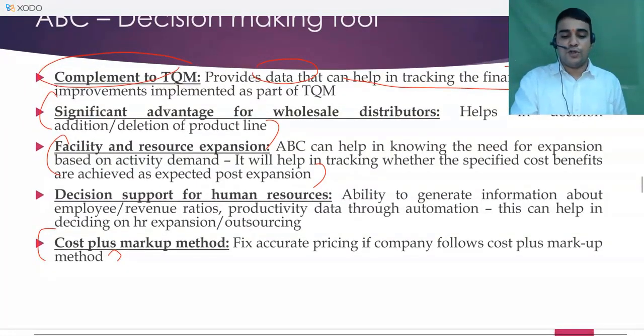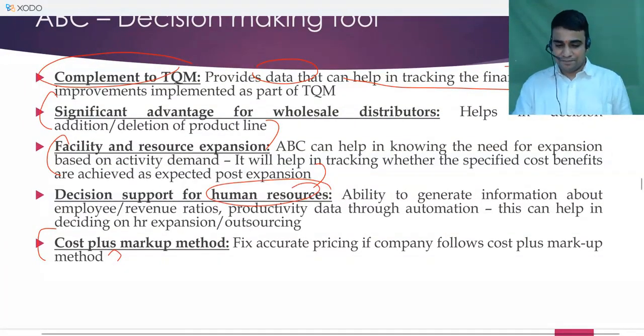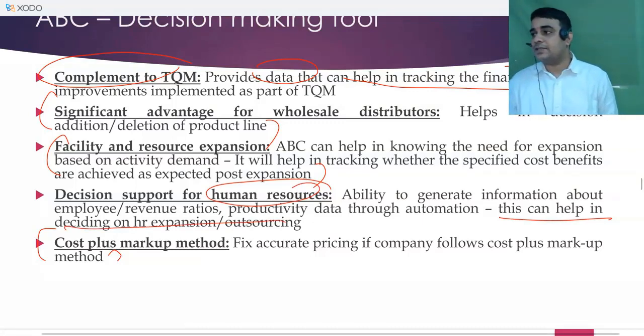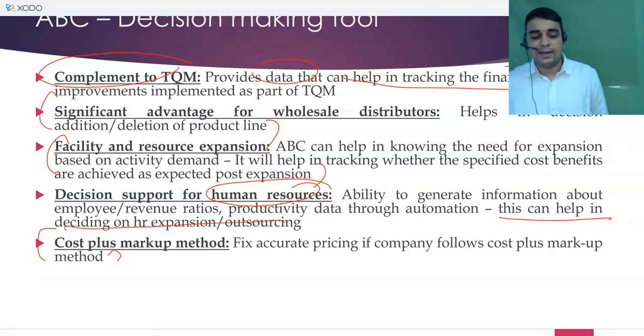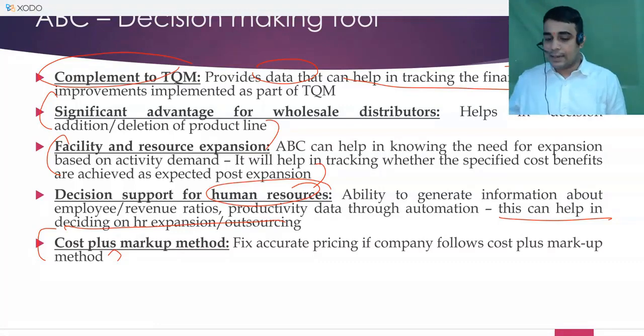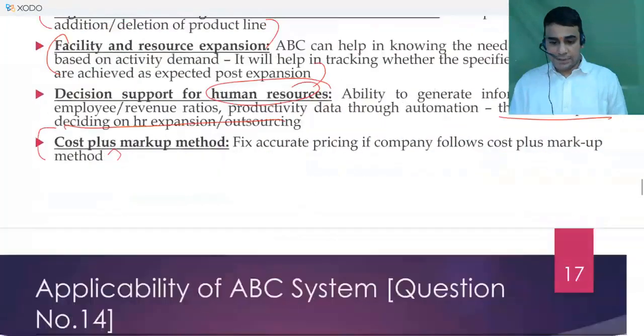Decision support for human resource. This can help in deciding on HR expansion or outsourcing. You can ultimately decide whether you need more employees or whether you need to do some outsourcing of activity. All that angle can come in through activity based costing.